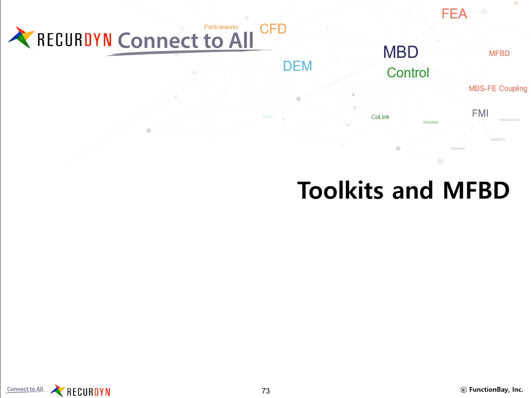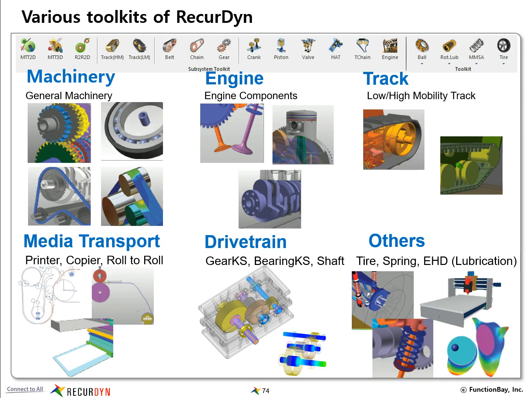At the beginning of this starter kit, I introduced that RecurDyn provides various toolkits and MFBD based on RecurDyn Professional. I will introduce Toolkits and MFBD briefly here. As I introduced, RecurDyn has various toolkits: toolkits for machinery, engine, track, media transport, drivetrain, and other applications. Here, I will show you a simple demo of MTT2D and TrackLM.